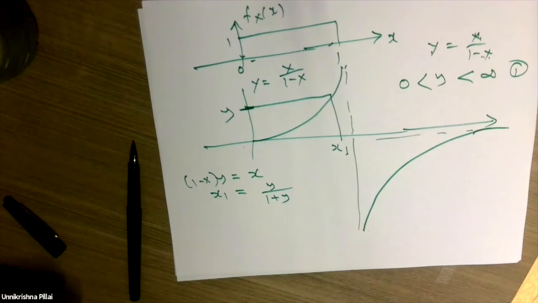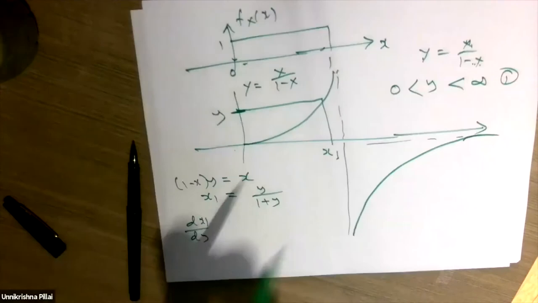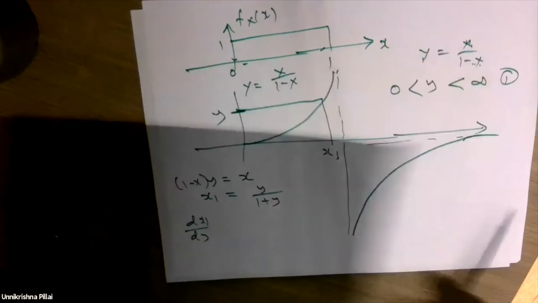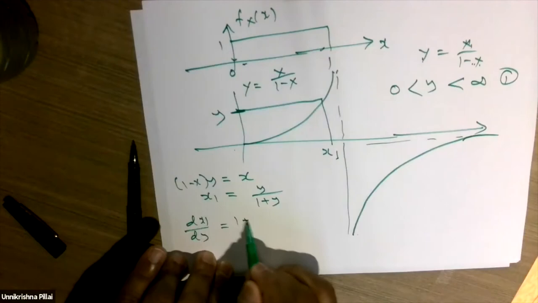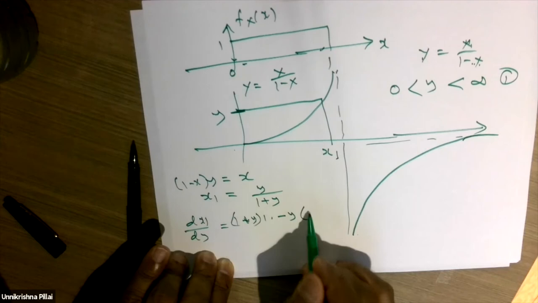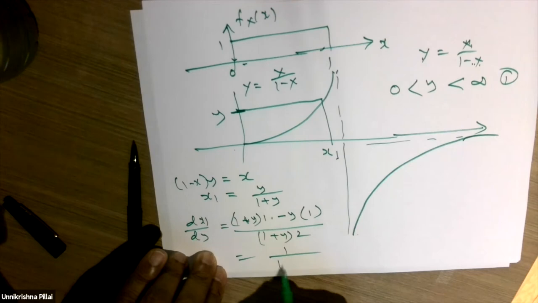Now we can do dx by dy. I'm going to do dx1 by dy. That's also fine, as then I can use this formula. Either way is good. I gave you the formula, so we can use this formula for dxi by dy. So dx1 by dy, what is it? The derivative with respect to u minus u, the derivative of the lower, minus 1 plus y the whole square. So y cancels, 1 over 1 plus y the whole square.